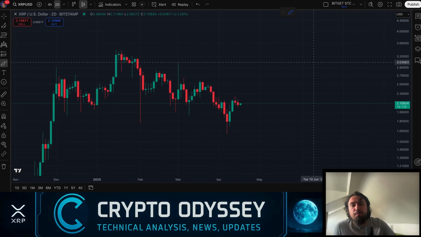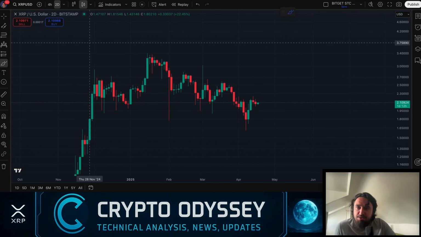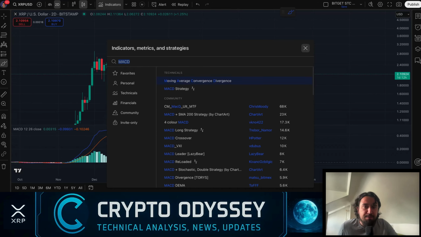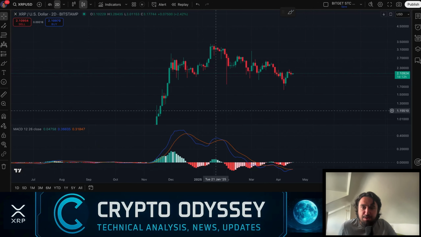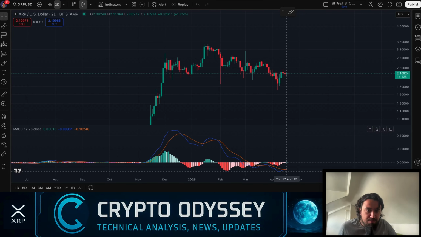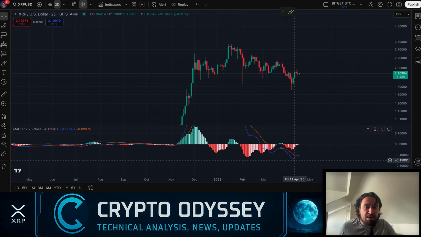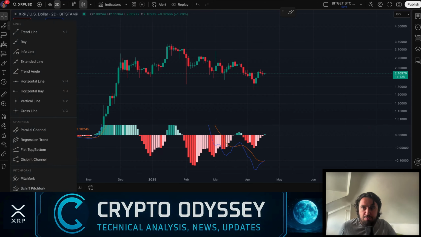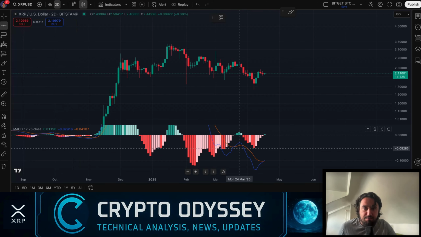So we're on the XRP chart today, looking at the 2 daily time frame. What we're going to get up is the MACD because there are some interesting things going on here. Now you can see that as of today, Thursday the 17th of April, we have just got a 2 daily MACD cross. The last time that we saw that occurred right here, I believe a month ago.